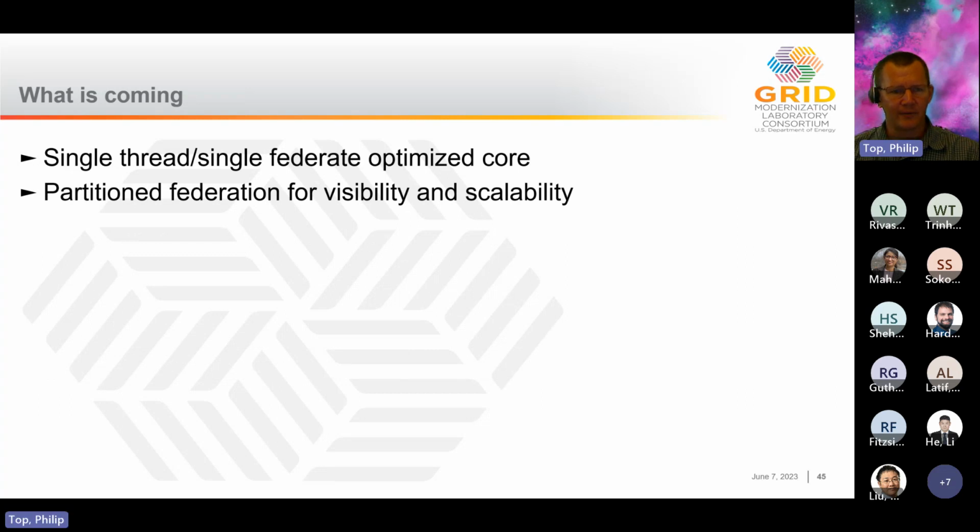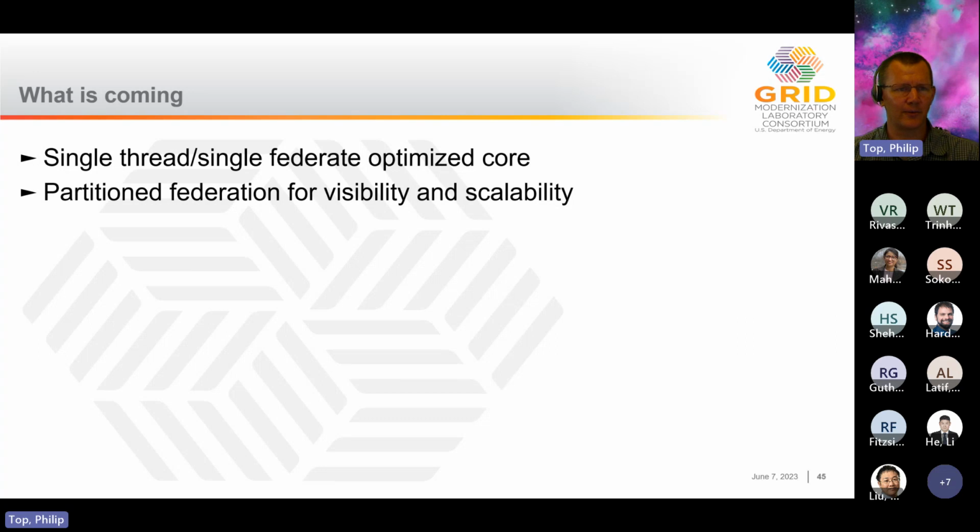A couple of things we're working on. We've narrowed down this list considerably in recent years, but a couple of things we're tinkering with yet are single thread and single federate optimized cores. I mentioned earlier that the federates and cores are built to be thread safe, but there's a lot of cases where there's a 1-to-1 ratio between them, and you don't really need to handle the different threads between them, and that is actually consuming additional resources that are somewhat unneeded.